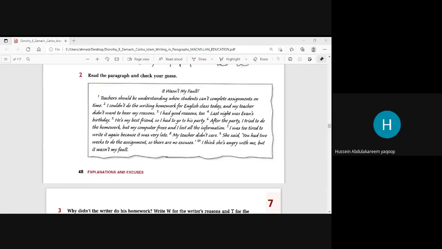Yes, Kauthar Hisham, what do you think? If your computer froze, he lost all the information. Yes. But because he was going to the party, the professor, it's often thought of as a combination reason.